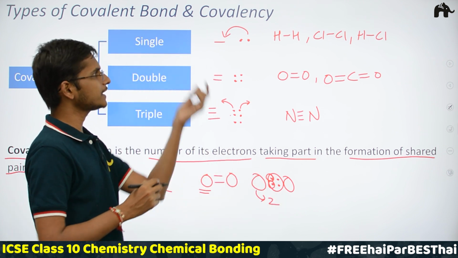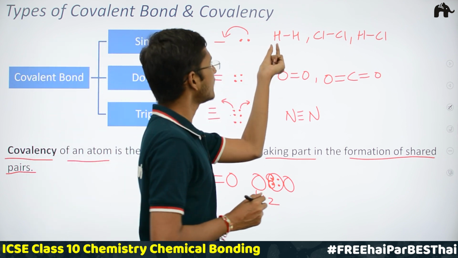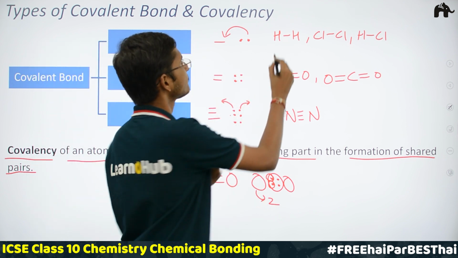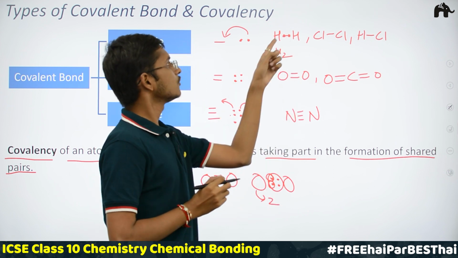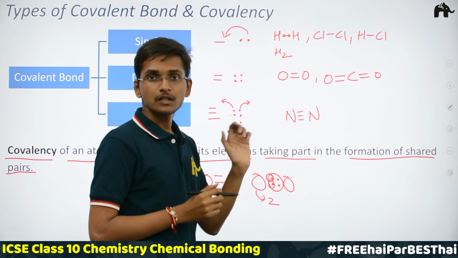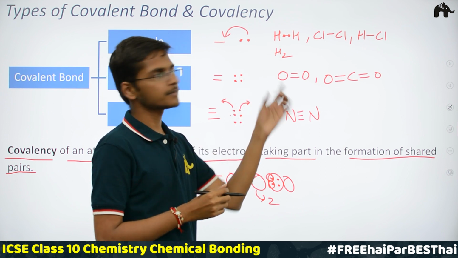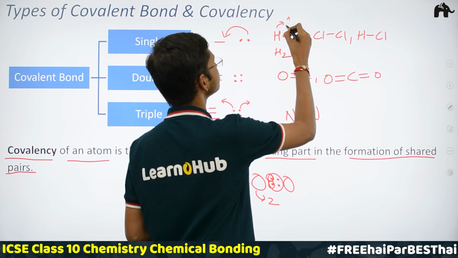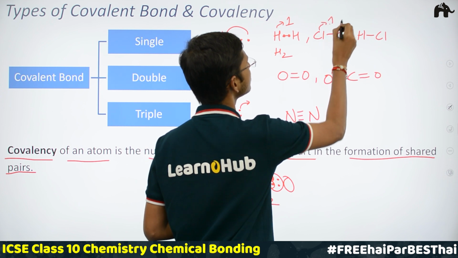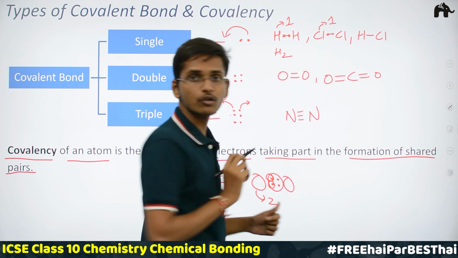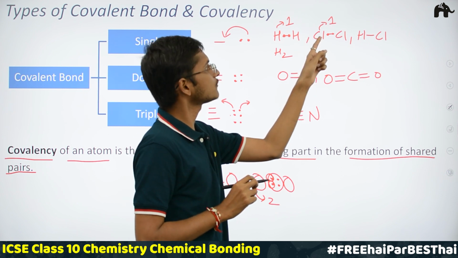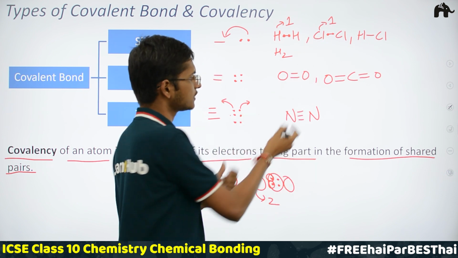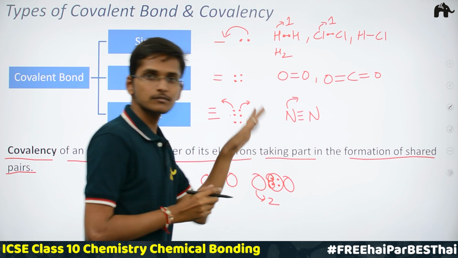Similarly, you can find out the covalency in case of hydrogen, in case of the H2 molecule. What would it be? See here, one shared pair of electrons, one electron of hydrogen is taking part in the formation of the shared pair. So covalency of hydrogen is 1. Similarly, covalency of chlorine is also 1. See here, one shared pair of electrons, so this one electron of this chlorine atom is taking part in the formation of the shared pair. And in this way, try to find out the covalency of nitrogen.